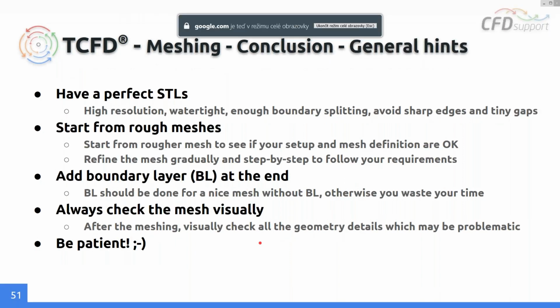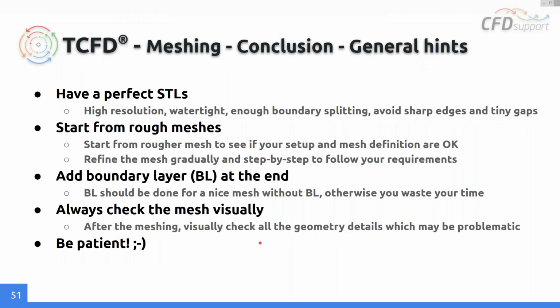So let me conclude. I have written down some buzzwords on what should be followed when you are generating the mesh. First one, have perfect STLs. Do not put garbage in, you should have perfect STLs as the input. For example, high resolution, watertight, enough boundary splitting, avoid sharp edges and tiny gaps, because sharp edges are always problematic to mesh and bring a lot of problems.